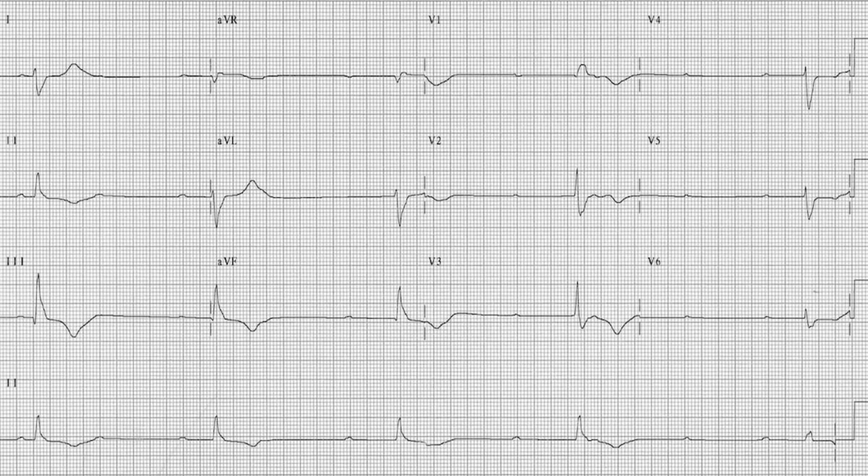So in this case, if we go for lead 2, and count 1 2 3 4 5 6 7 8 9, around 10 squares are there. So probably 300 divided by 10, 30. So this is a bradycardia ECG. Heart rate less than 60 is always bradycardia, more than 100 is tachycardia.